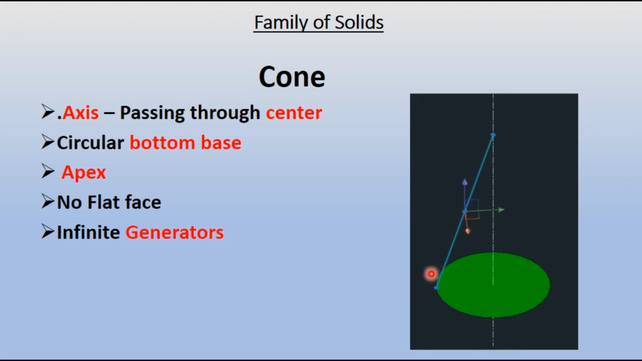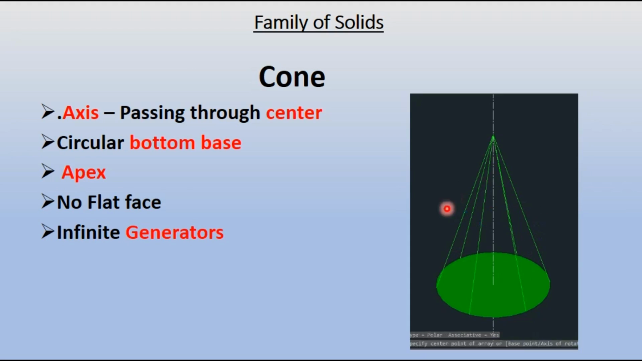This line is actually a generator. If I revolve this line, I can get the cone. So with this single line, I can get the cone. That is why this line is called a generator. And if I increase the number of lines, it will become easy for you to visualize the cone.